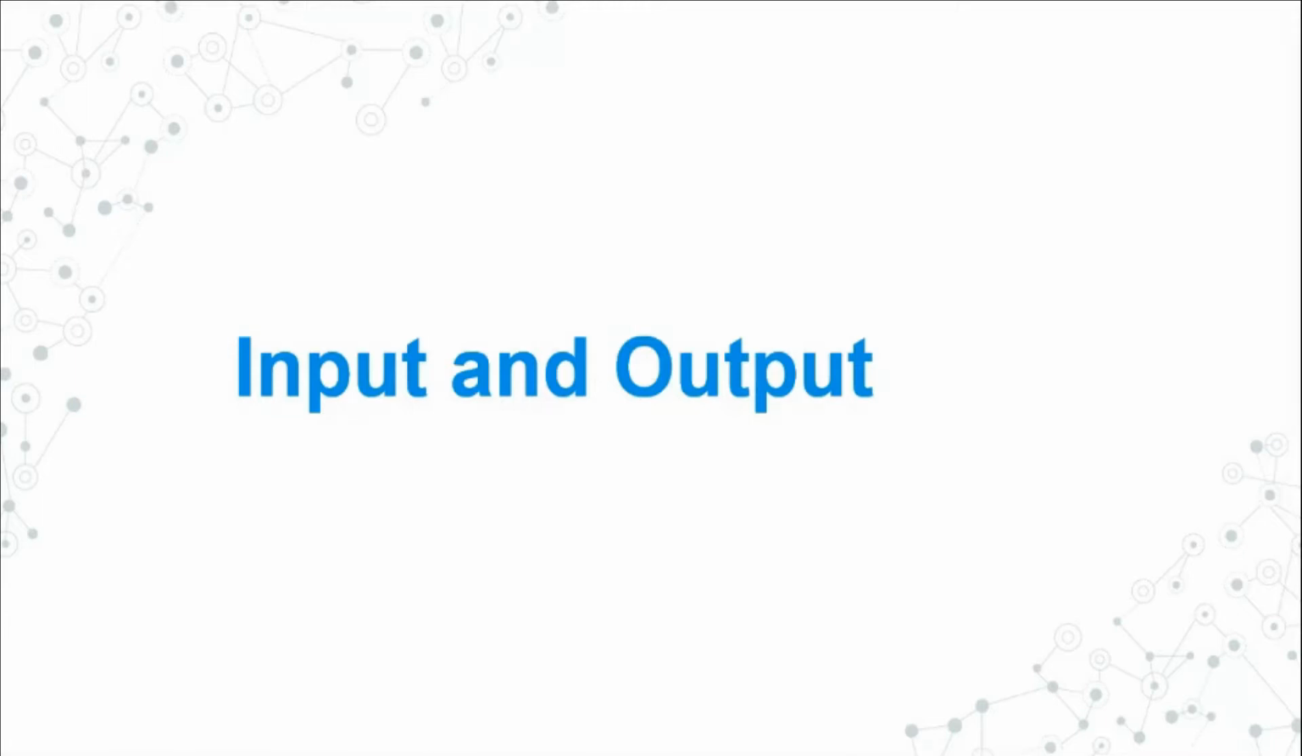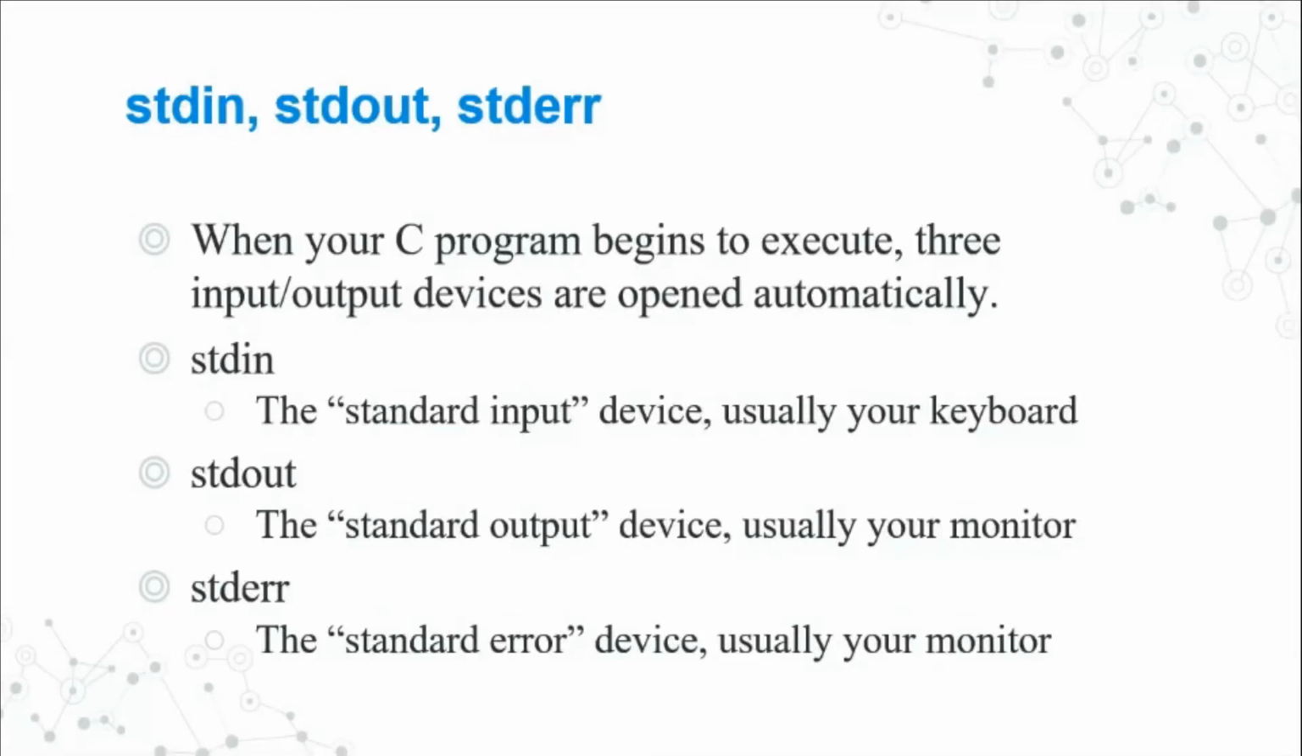Now what we will see is input and output in C programming, that is how the input is taken and how the data is output from C programs. Input means the data is read by the program, and output is the data fed out by the program. So how this is done, we can discuss.